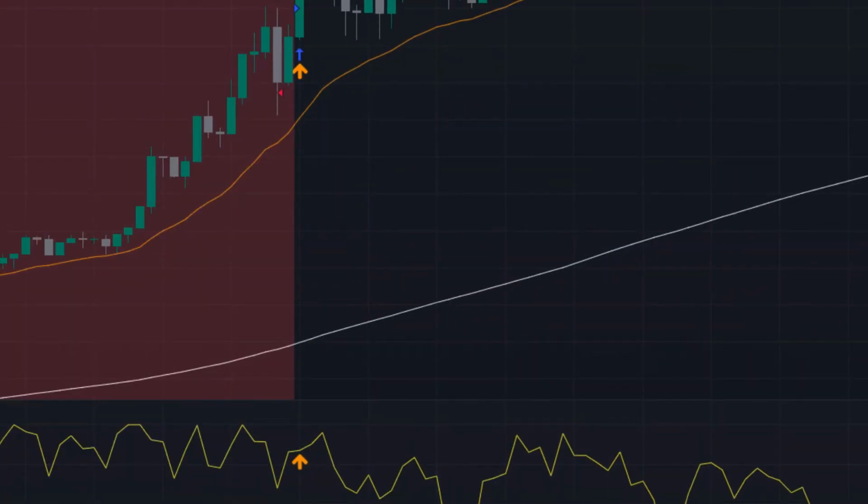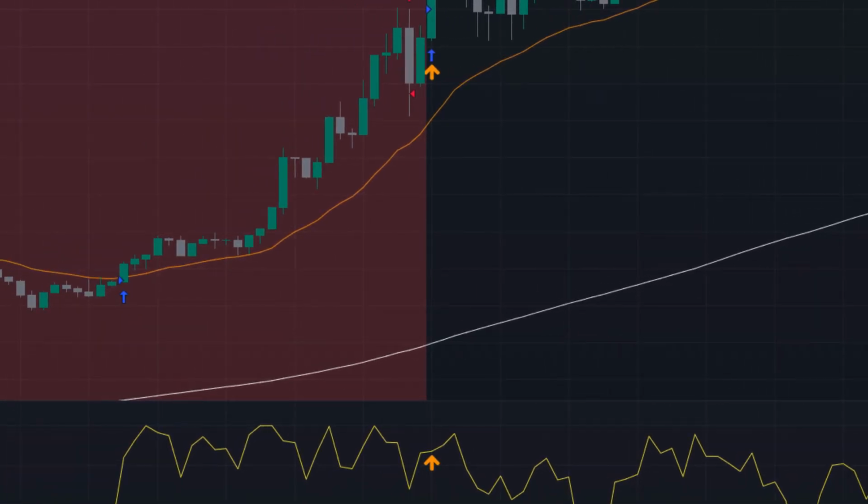And now we will review another long example. We are out of the shaded area. Price is above the 20 and 200 EMAs. The Williams oscillator is above the 50. We have a PSAR long signal.